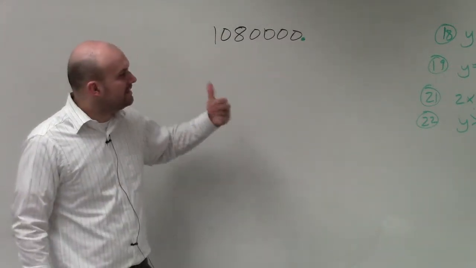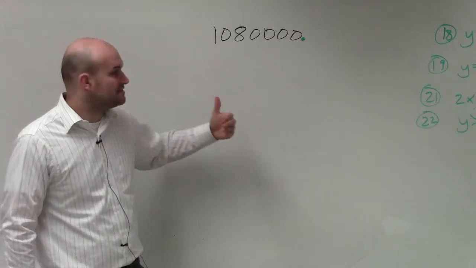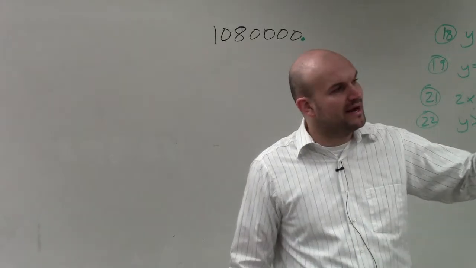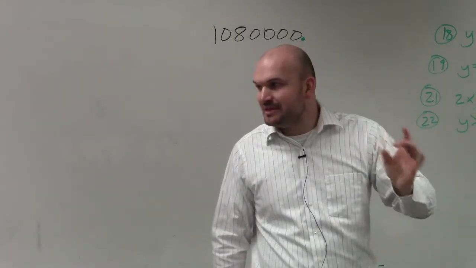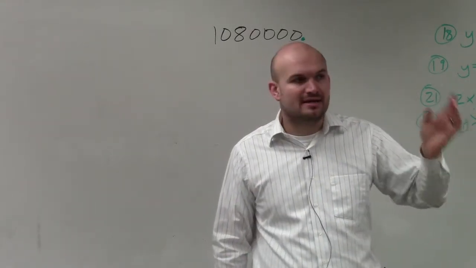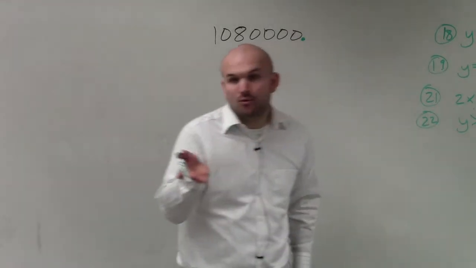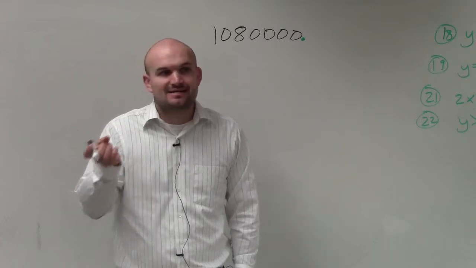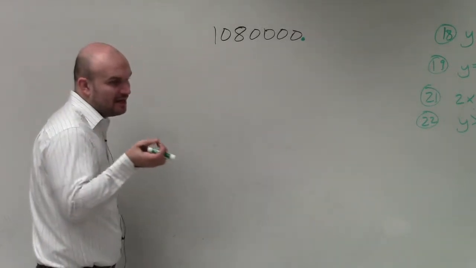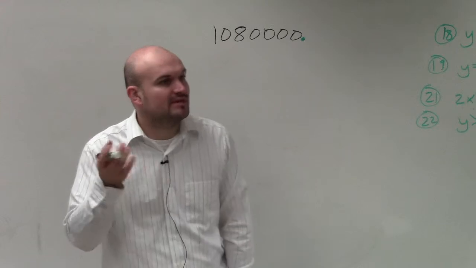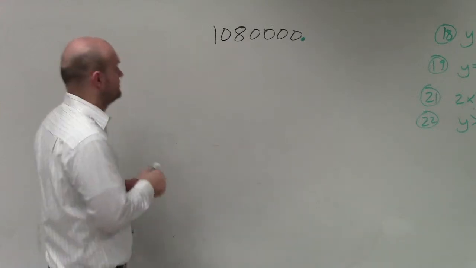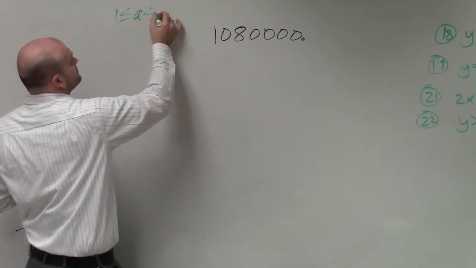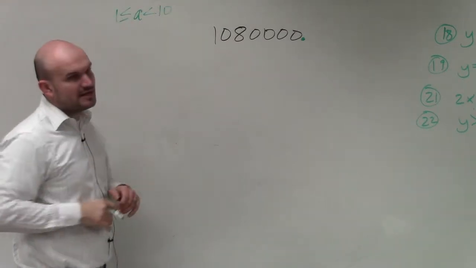The important thing that we need to remember when we're doing scientific notation is, if you guys remember, our first number that we're multiplying by 10 to the power has to be between 1 and 10, where it can equal 1, but it cannot equal 10. Right? So it has to be less than 10, but it can be greater than or equal to 1. If you guys remember that.